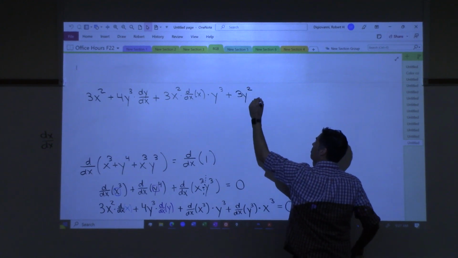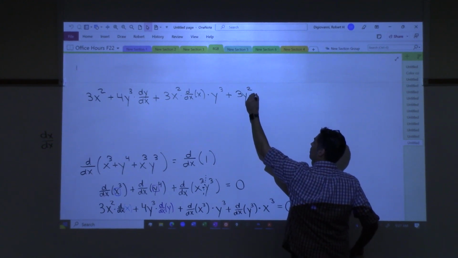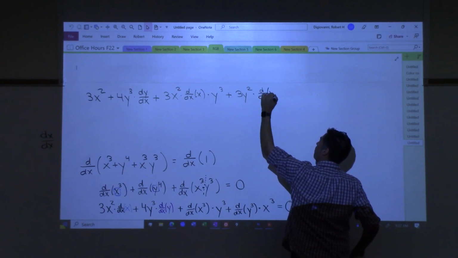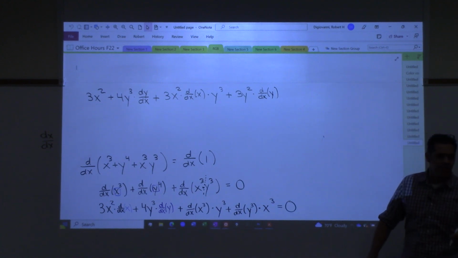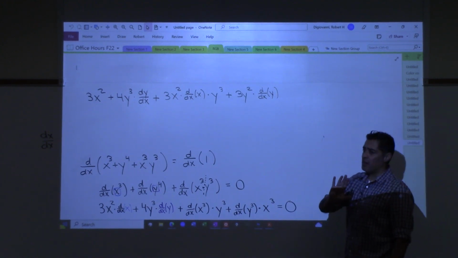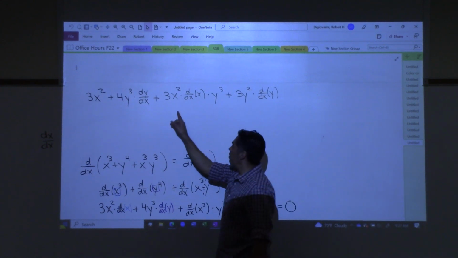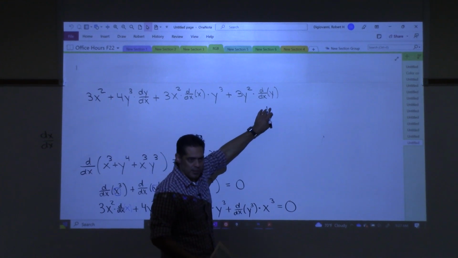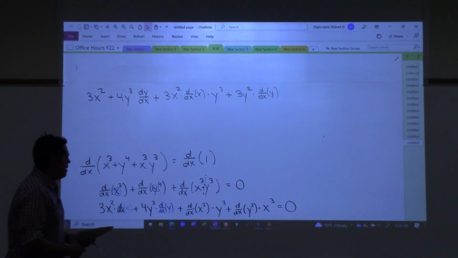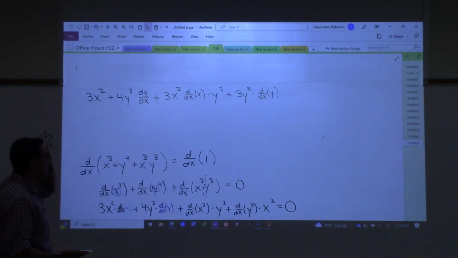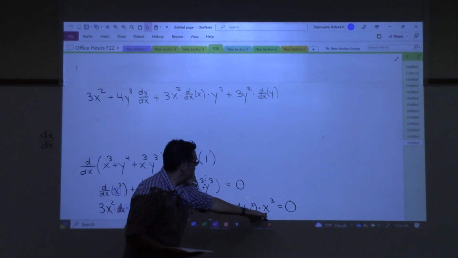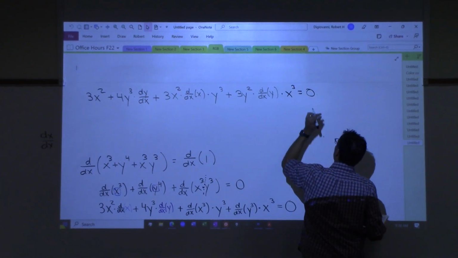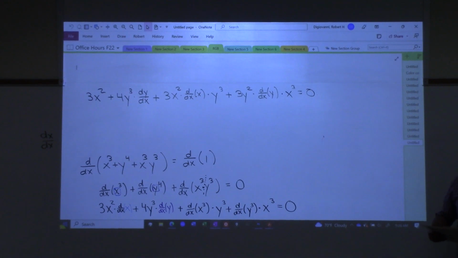3y to the power of 2 times dy/dx. So I'm going to write it again as I'm taking the derivative with respect to x of y. That's the chain rule, which just turns into dy/dx. Once you get comfortable with this, you don't need to be writing this. You could just say that that was 3x squared, be done. You could say that this is going to be 3y squared dy/dx. That's fine. Okay, we're not done there, right? Almost. Times x cubed equals 0.